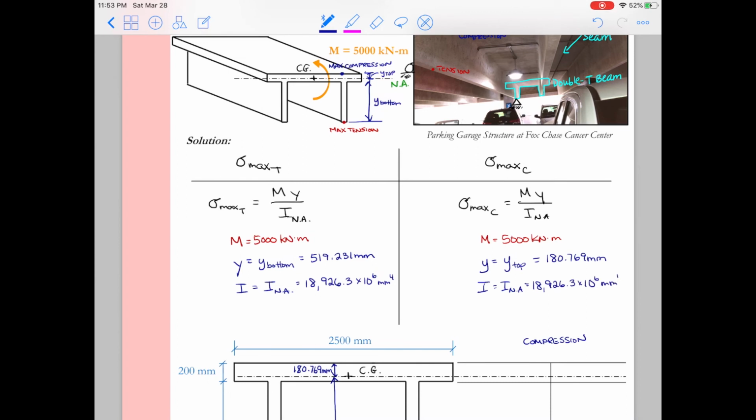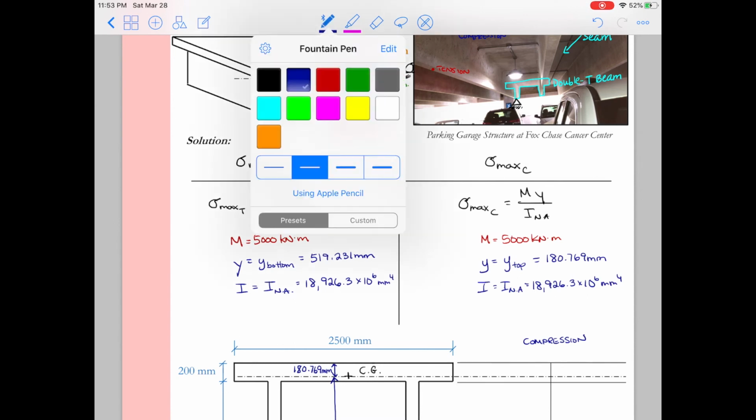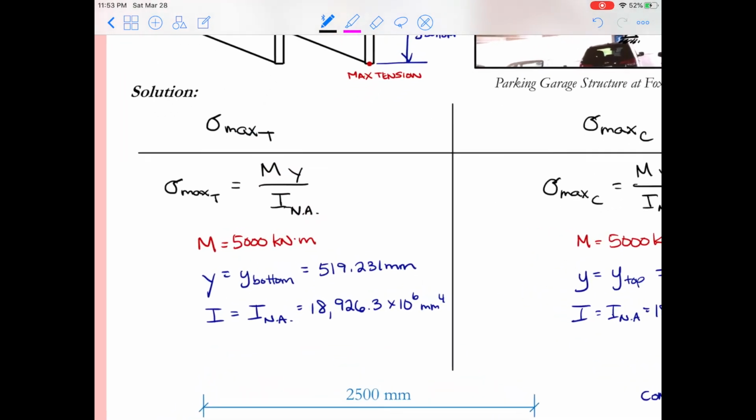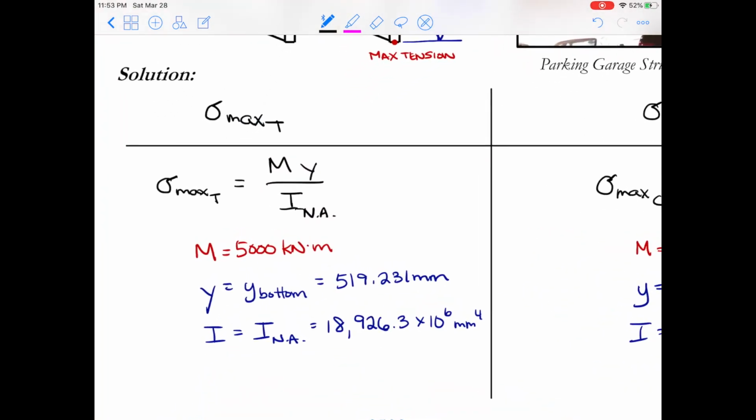So just bringing that value over for I from the second page back to our original calculations, we now have pretty much everything we need to solve for the bending stress in this beam. So I'm ready to solve for the maximum tension bending stress.